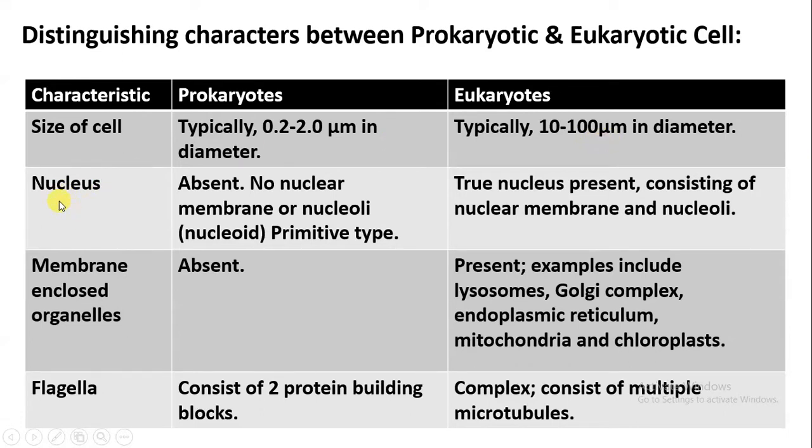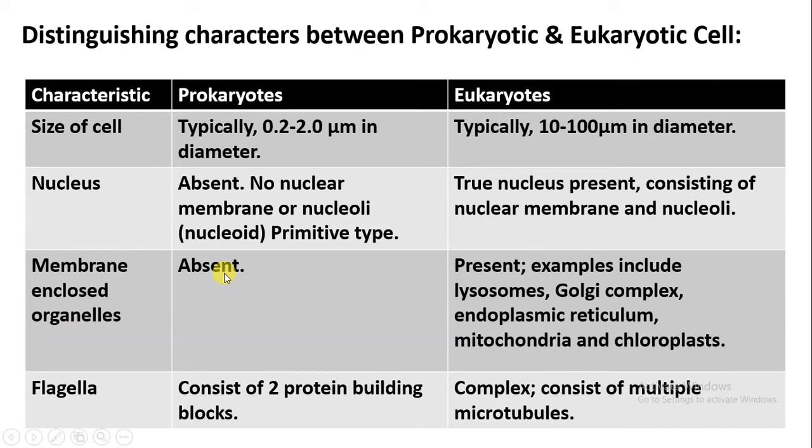Next is about the nucleus. Nucleus, it is absent in prokaryotic cell. But if it is present, then it is of a primitive type, which we call as nucleoid. Nucleus, it is present in eukaryotic cell, so that is why we call them eu means true and karyot means nucleus. So true nucleus is present in the eukaryotic cell where there is presence of the nuclear membrane and nucleoli is present.